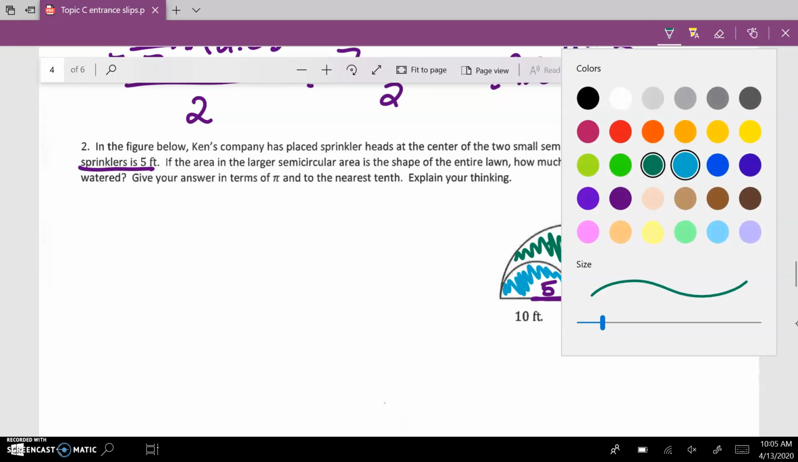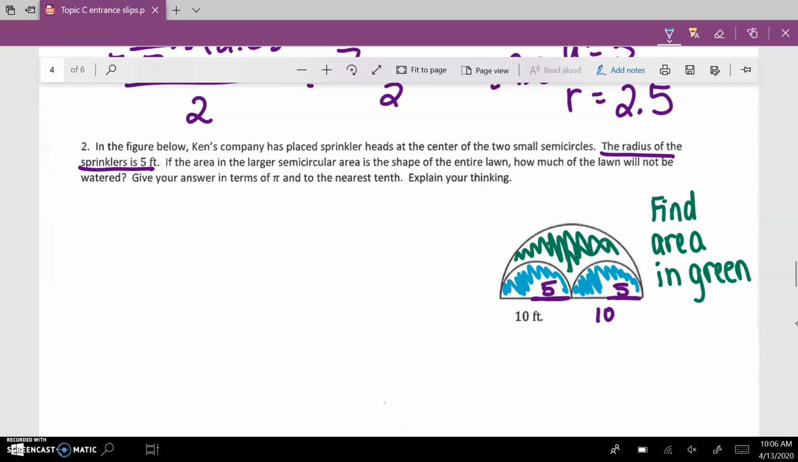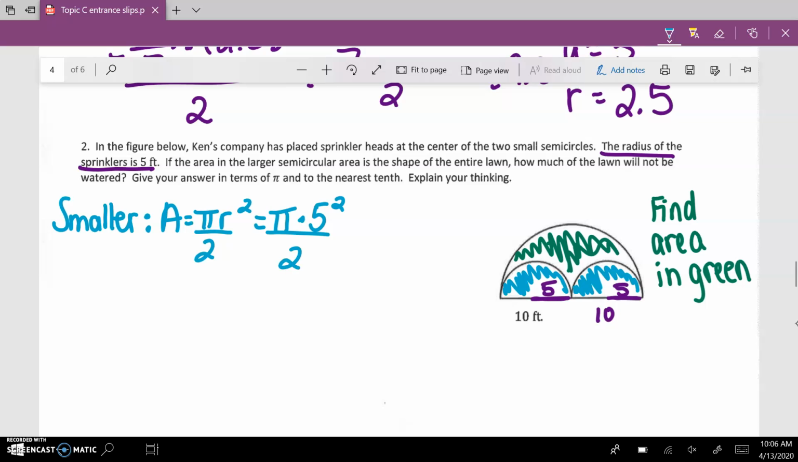So if we start with the smaller semicircles, so we'll say these are the smaller guys. Remember, area is pi r squared. So in this case, that would be pi times 5 squared. But remember, since they're semicircles, and I bet some of you forgot this, you have to divide by 2. So we would have 25 pi divided by 2 for each of the semicircles.